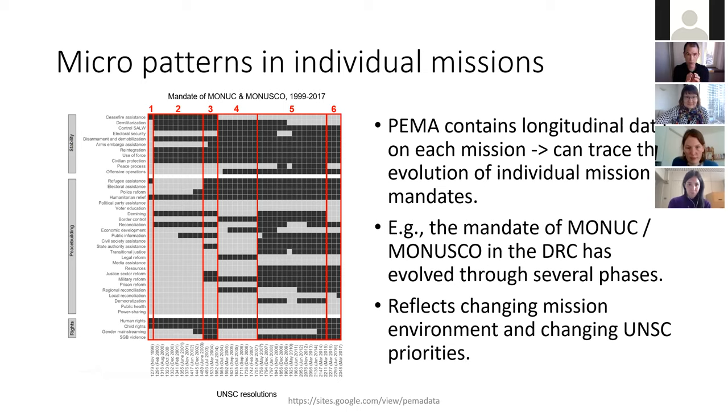In the first phase, MONUC was a very small mission, few personnel, and only a very short list of core tasks. And it has then, in reflection of negotiations in the Security Council, evolved through these different phases, with the mandate stipulated by the Council changing as a response to that. You can see, for example, between phase two and three, how the Council adds a number of tasks. For example, justice sector reform is added in phase three and then dropped in phase four, only to reemerge again in phase five. So the takeaway here is that there's quite a lot of longitudinal variation within missions, adding to the diversity of variation that we saw in the previous slides of variation across missions.